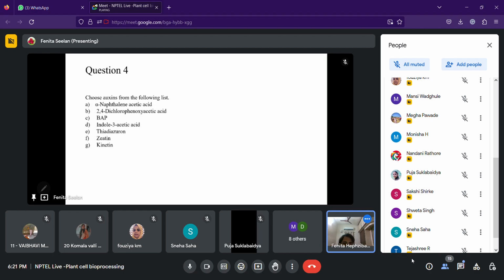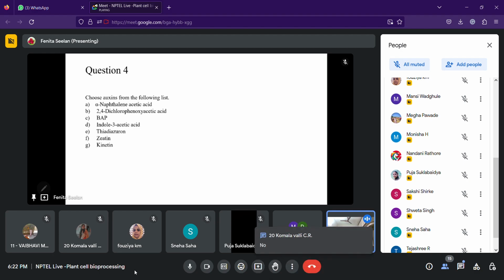So what do auxins do generally? Yes, Komalavali. Promote shoot growth. Auxin promotes root, and your cytokinin promotes shoot. So when you want callus, how will the ratio be? Both in equal ratio. Equal ratio. But do you think that every time that equal ratio works?